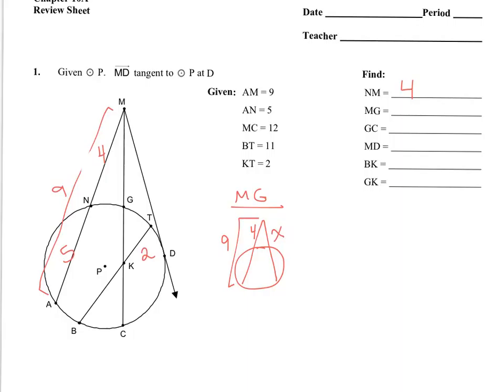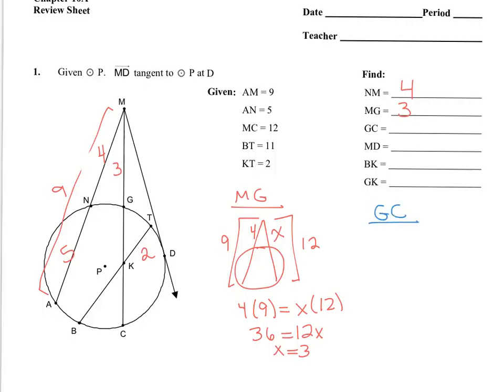And then they told me that MC is 12. External times whole equals external times whole. 4 times 9 equals X times 12. Giving me 36 equals 12X, and X is then 3. So now I've got MG is 3. And if all of MC was 12 and MG is 3, 12 minus 3 leaves GC to be 9. So GC will be 12 minus that newfound 3, and GC is 9.